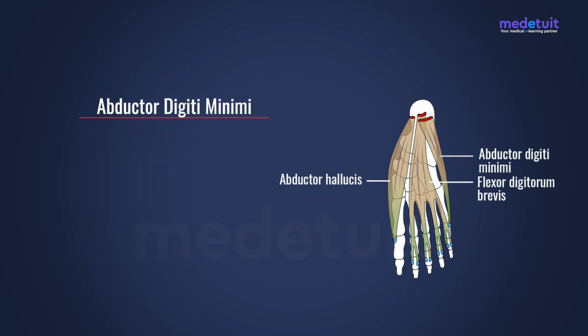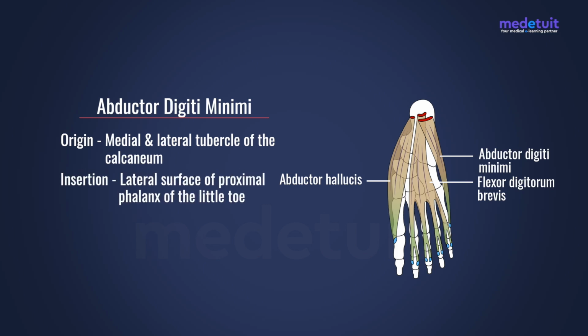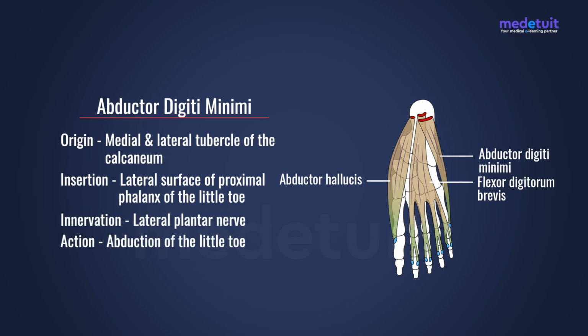Abductor Digiti Minimi. It takes its origin from the medial and lateral tubercle of the calcaneum. It goes down to the lateral aspect and gets inserted to the lateral surface of the proximal phalanx of the little toe. It is innervated by the lateral plantar nerve. Whenever this muscle acts, it helps in abduction of the little toe.